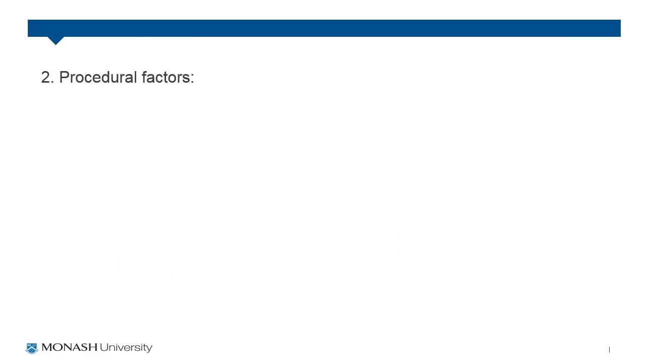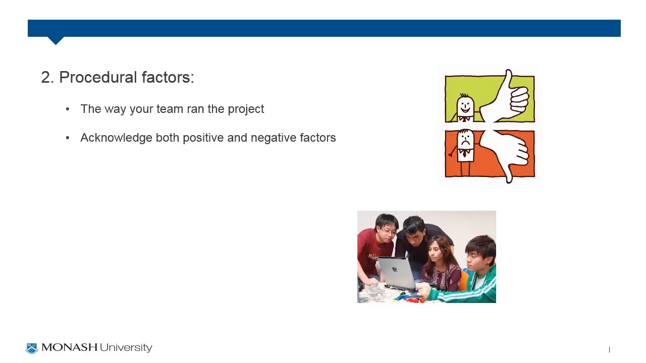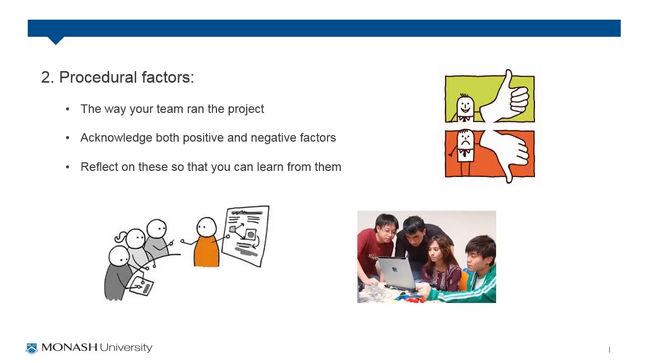Secondly, procedural factors include something about the way your team ran the project. You may have found your document management was not very effective, or the way you shared all the team's work was a little too clumsy. You can, of course, also acknowledge what went well. Reflection is not about pointing out flaws or problems, but identifying all the positives as well as negative things that affected the team's progress, so that you can learn from them.